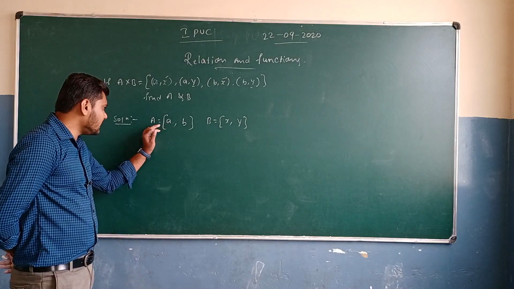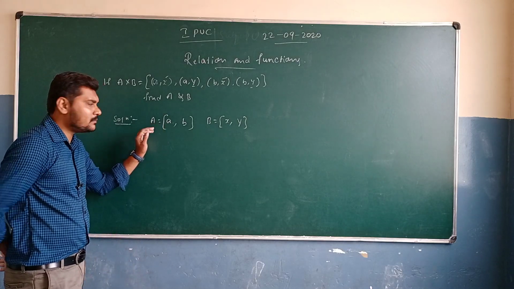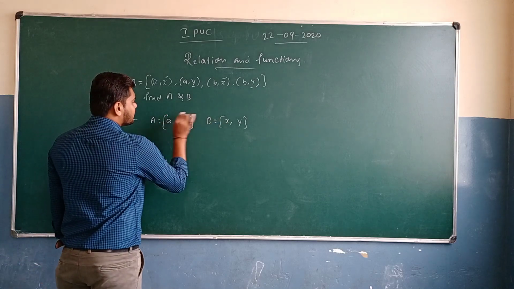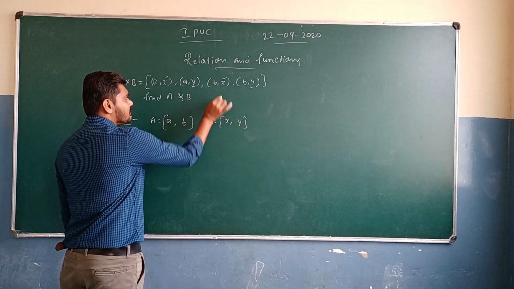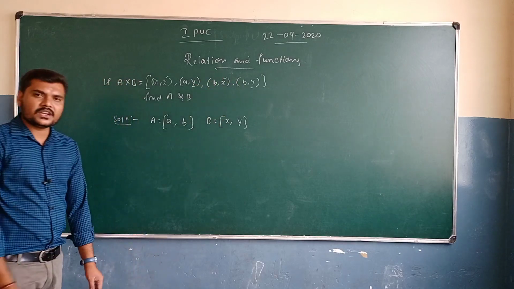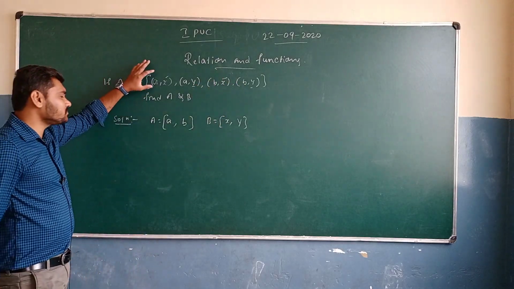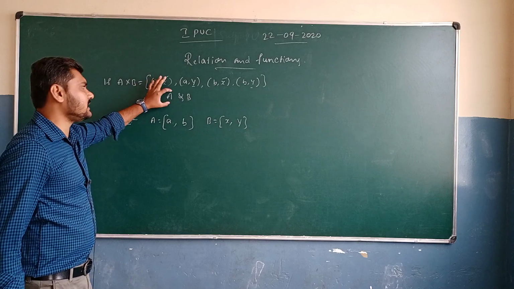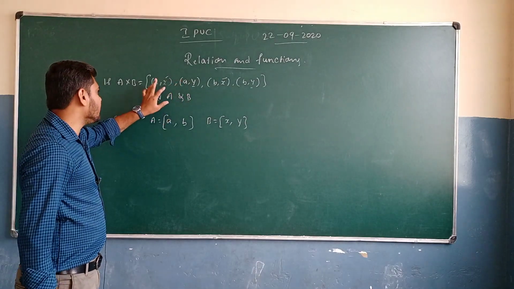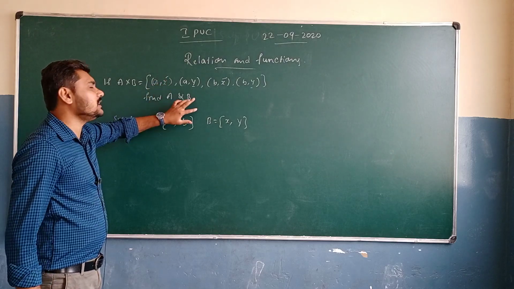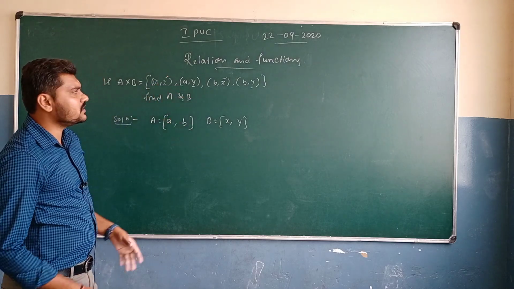Now if we apply the ordered pair or Cartesian product to this, we get A comma X, A comma Y, then B comma X, B comma Y. That's it. Okay, so see how it comes. The first element belongs to set A, and the second element belongs to set B. Okay. So just pause the video and try it.